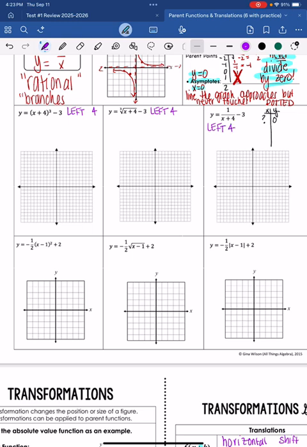The minus 3 for each one of these, they all say minus 3. And that's outside of the parentheses or outside of the root or on the side of the fraction. That's going to tell us that we are going to shift this graph down 3. So all of these are shifted left 4, down 3. I need to erase this.